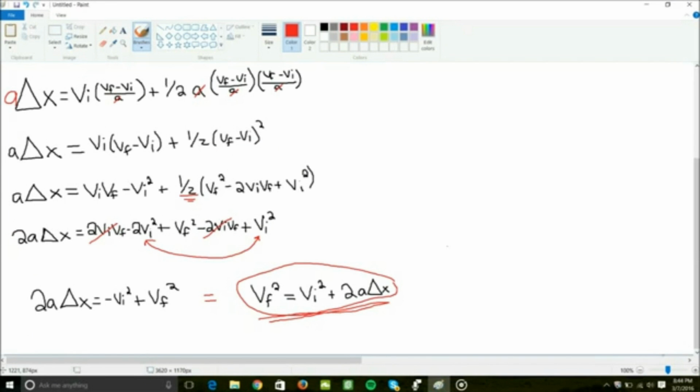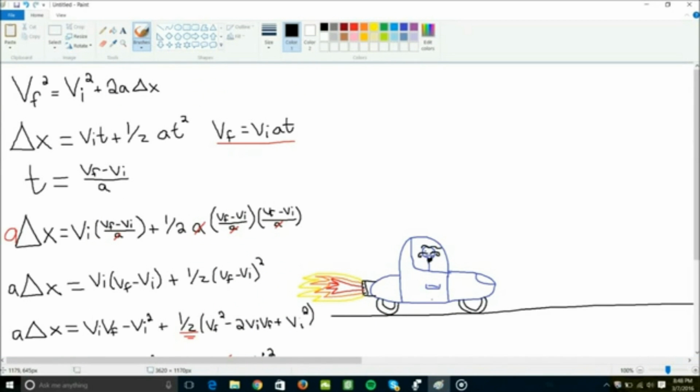So multiply the whole equation by 2. Now combine like terms and cancel certain terms out. Then move the negative term of initial velocity to the other side, and the result is the kinematic equation of final velocity squared equals initial velocity squared plus 2a delta x. Now, this equation can be used in real life to find the speed of certain objects, more specifically like a car on the road. After a certain amount of distance and acceleration, you can just plug in everything and find final velocity.